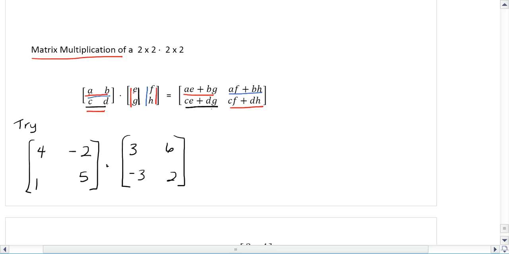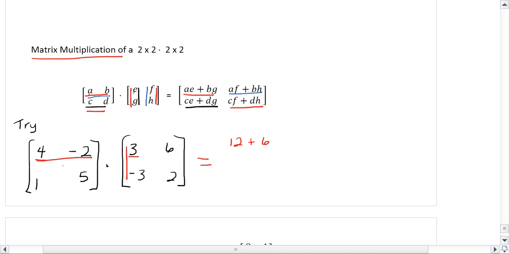Now if you don't like all those letters, I understand. Let's do this with numbers and it might be more clear. So we're going to take this row times this column. We take this 4 times 3 is 12, and we're going to add to that -2 times -3 is 6. So I'm going to write the sums here and then we'll put the answer matrix next to it.